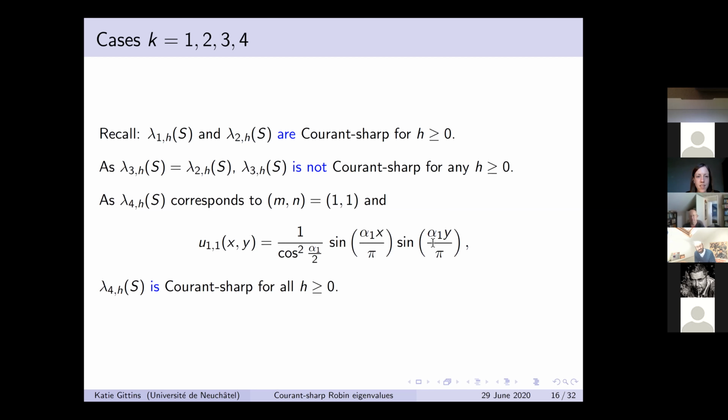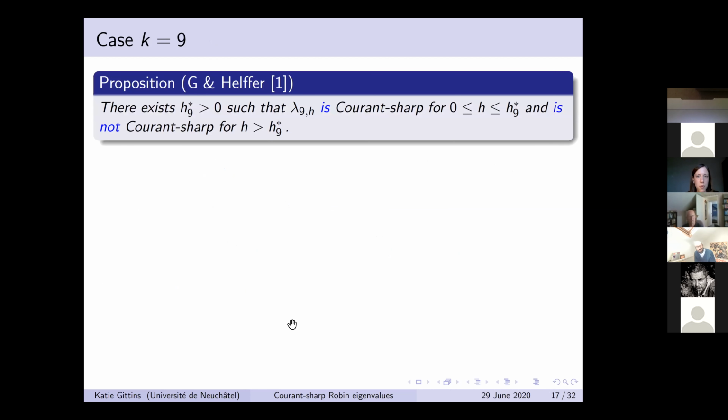So we can say something about the first 4 eigenvalues for all h positive. But of course, the situation becomes more complicated as we move to higher eigenvalues, because we'll have many crossings potentially between the different eigencurves depending on the value of h. And one of the cases that we were interested in, if you remember from the Neumann problem, in the Neumann case, we had that mu9 is Courant-sharp, but lambda 9, the Dirichlet eigenvalue, is not Courant-sharp. So this was one of our cases of interest.